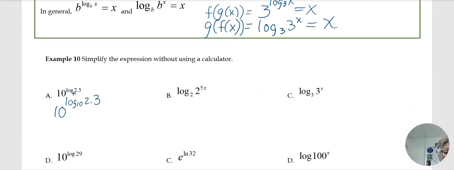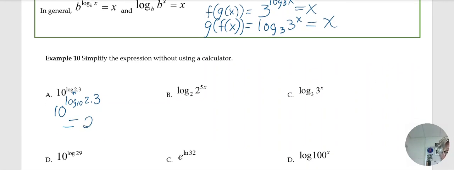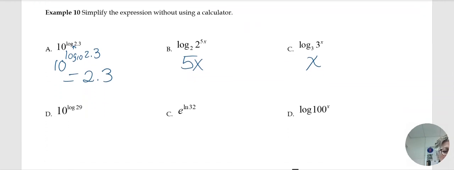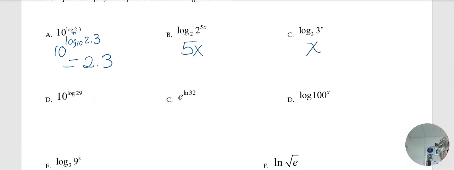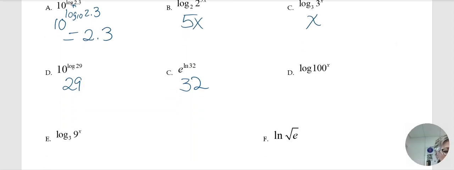So from the above information, I know that that is just 2.3. This is a case of g of f of x, so I know that this is going to be 5x. The log base 3 of 3 to the x, of course, is just going to be x. 10 to the log base 10 of 29 is 29. I hope you're getting the gist here. I'm going to write the rest of these in. If we need to talk about them when I get back, we will surely do that.